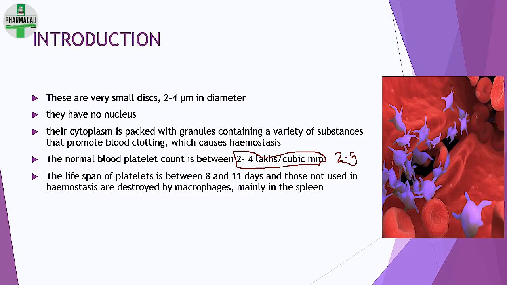The lifespan of platelets is between 8 and 11 days, and those not used in hemostasis are destroyed by macrophages, mainly in the spleen. So where does their destruction happen? In the spleen. Fine. The lifespan is around 8 to 10 days, which you can remember as a week, a little more than a week. The production will again be in the bone marrow and destruction will be in the spleen, like RBC.